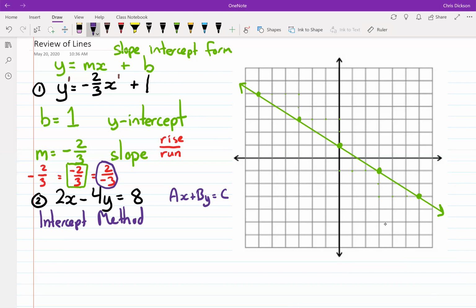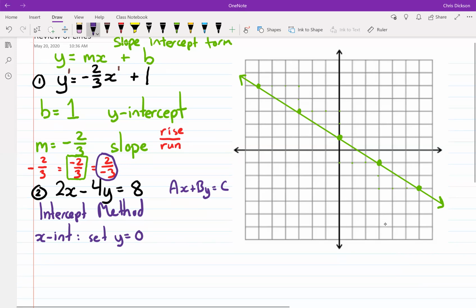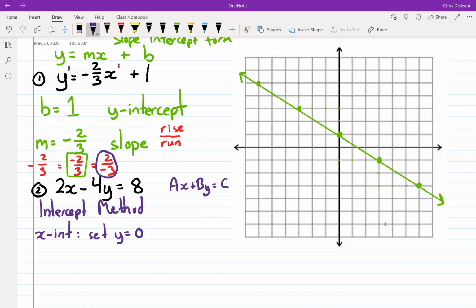So let's find our x-intercept. And so if we're going to cross the x-axis, our y value would have to be 0. So I'm going to set my y value to 0 here and solve for the x value, which will turn out to be the x-intercept. So here we go. So it's going to be 2x minus 4 times 0 equals 8. So that's really just 2x equals 8. So the x-intercept should be 8 divided by 2, which is 4. So I should have an x-intercept at 4, 0. So I go over to 1, 2, 3, 4.